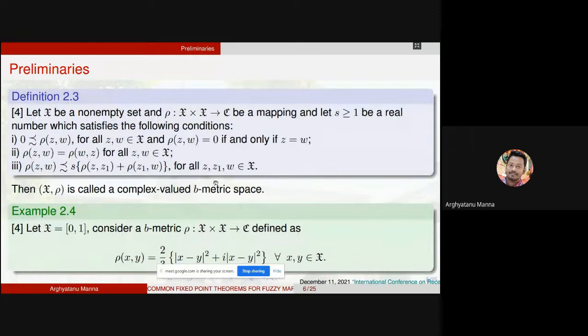Let X be a non-empty set, ρ: X × X → C be a mapping, and let s ≥ 1 be a real number. We satisfy the following condition, only slightly changing the triangle inequality here: ρ(z, w) is partially less than or equal to s times ρ(z, z1) plus ρ(z1, w), for all z, z1, w belonging to X. Then (X, ρ) is called a complex valued b-metric space. And an example here: X equals [0, 1]. Consider a b-metric space ρ: X × X → C defined as follows. Then it is a b-metric space with b equal to 2.